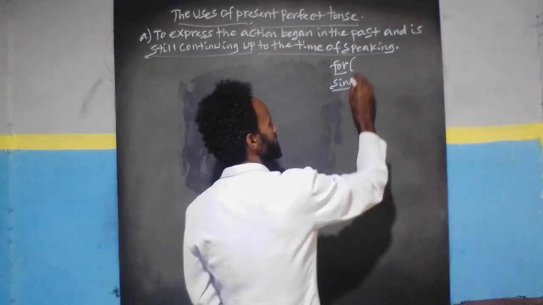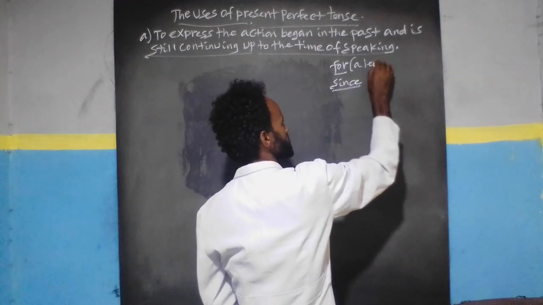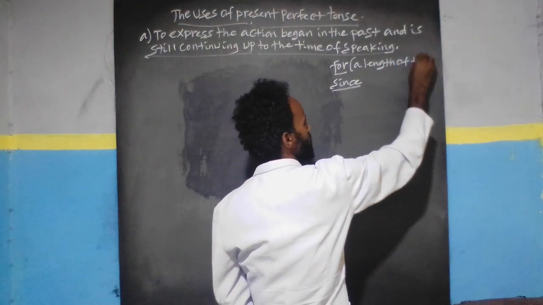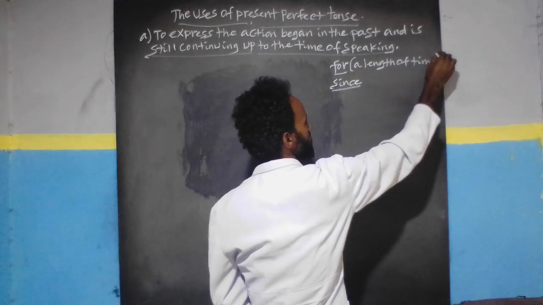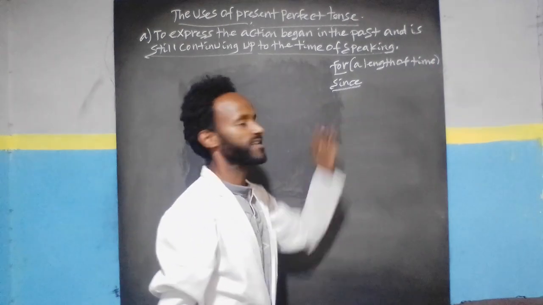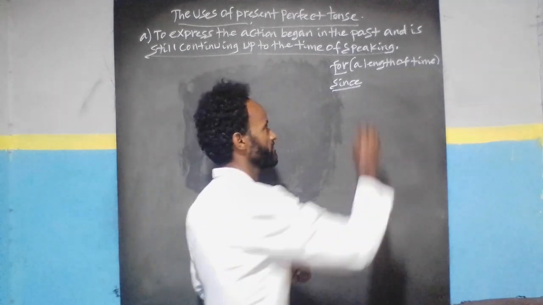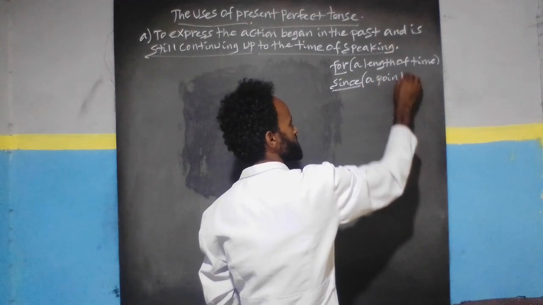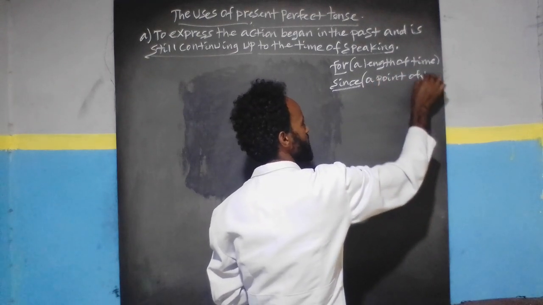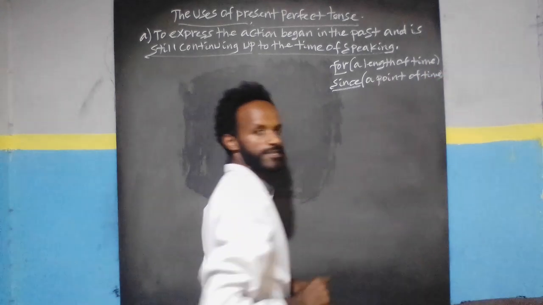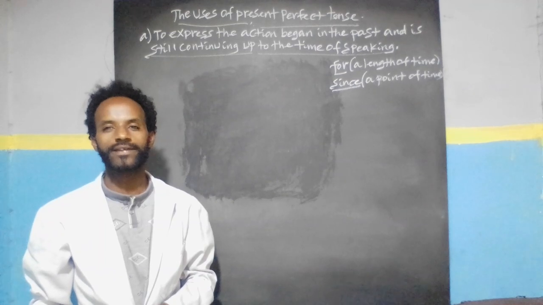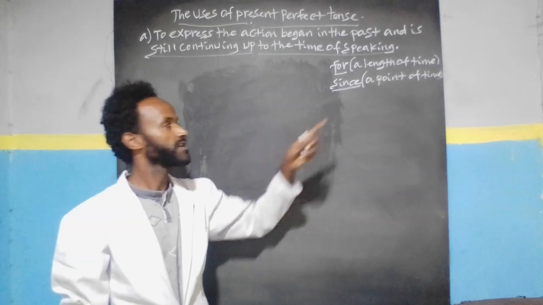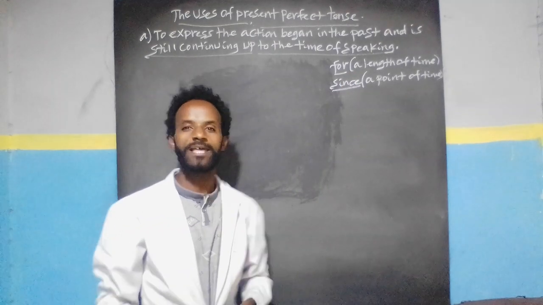For means it is what? It is a length of time. To talk about a length of time, you prefer what? For, with the present perfect tense. And if the given time is a point of time, that means since. Point of time is called what? It is since. Let me make one better example that demonstrates or expresses this using for or since.